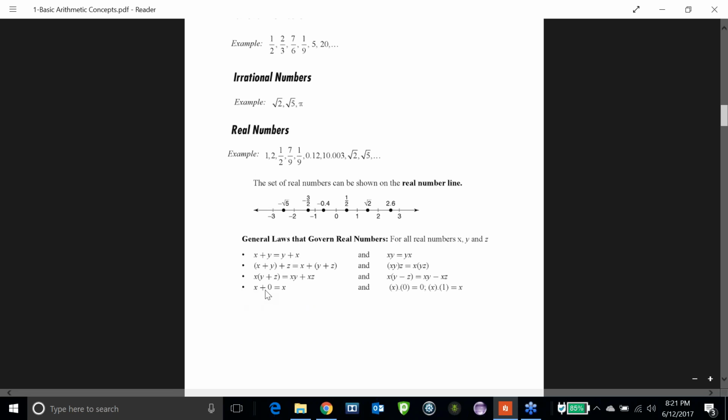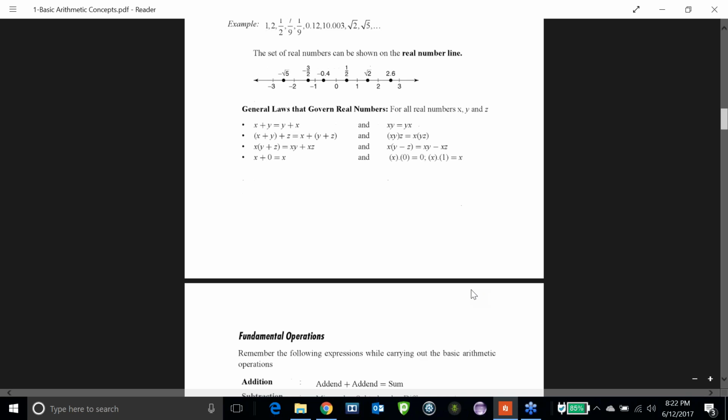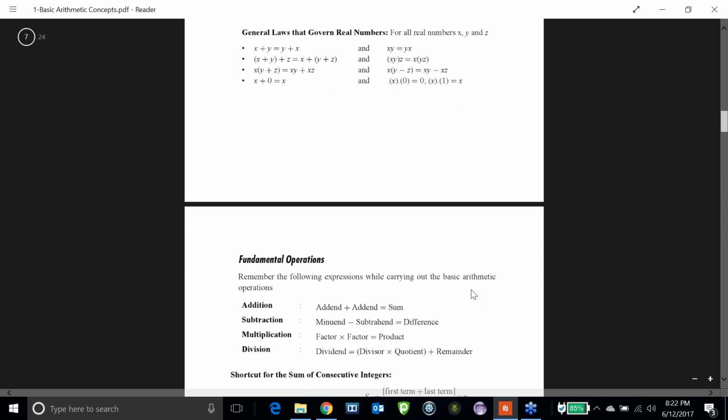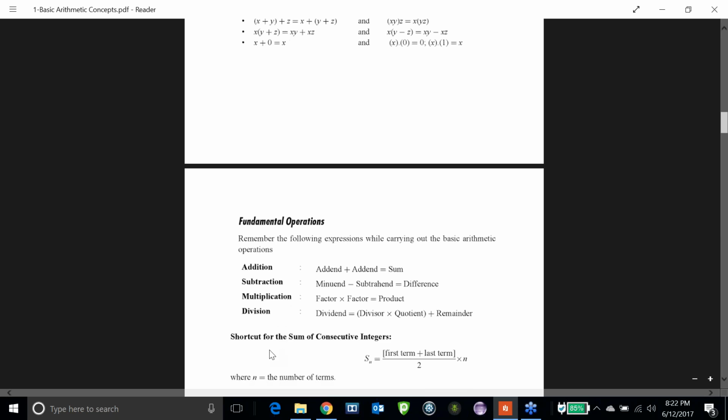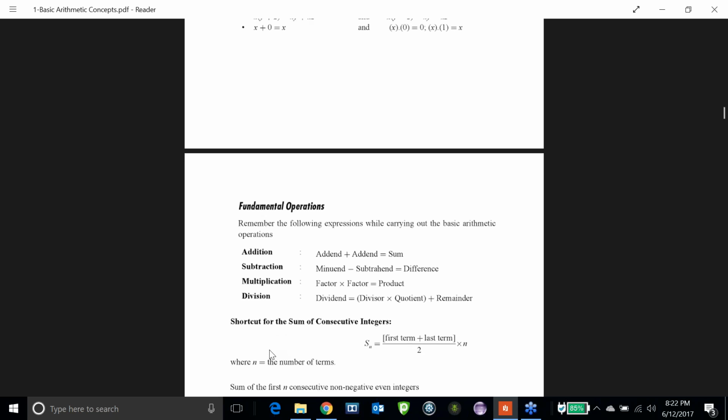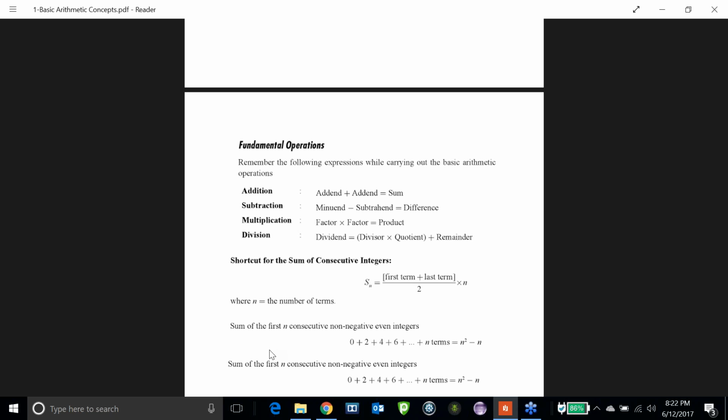And you all know, when you add 0 to any number, you'll get the same number itself. And also, when you multiply 0 with any number, the product is always 0. And when you multiply 1 with any number, the product is itself. Next, coming to a few fundamental operations like addition, subtraction, multiplication, division. I think you all know about it, right? Next, coming to a few number properties.